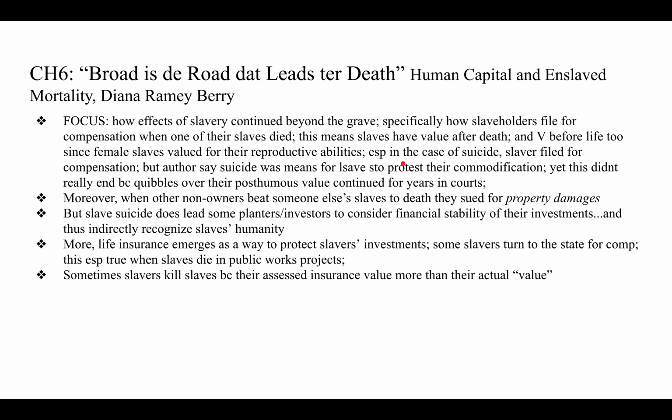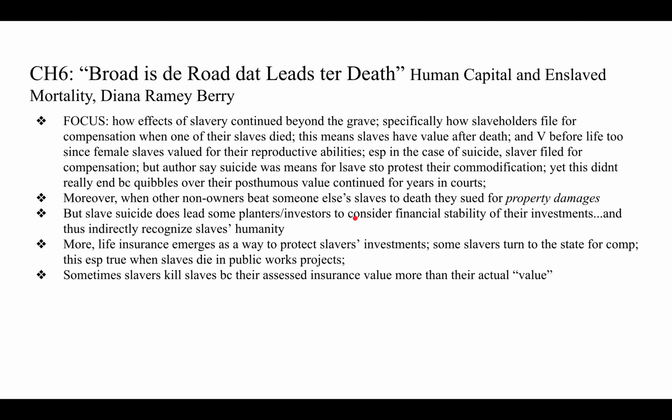Especially in cases of suicide, slave owners would file for compensation. But the author, Ramey Berry, also notes that suicide was a means for slaves to protest their commodification in some cases. But in any case, this didn't really end, because there were quibbles over their posthumous value, which would continue for years in courts. And moreover, when non-owners beat someone else's slaves to death, the slave owners would sue for property damages. So this is an instance as well where the state is required to come in and use the law to protect private property, which reinforces slavery.